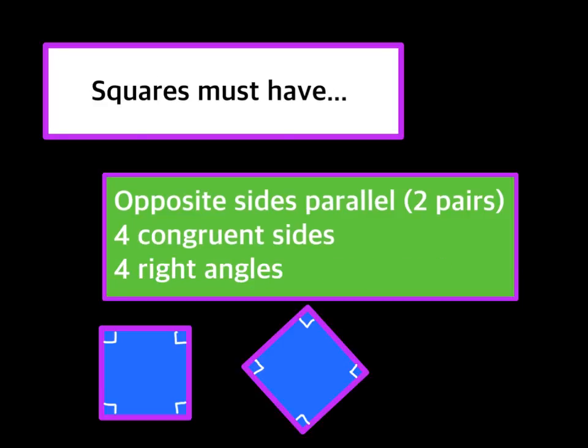And the next shape we are looking at is the square. Squares must have equal sides or parallel, both pairs, and 4 congruent sides or 4 equal sides and 4 right angles. So you can see here there's only so many ways to draw a square, but you can see we have our angles, we have those little L's or those little boxes in the corner, and we also note that all these sides are equal.